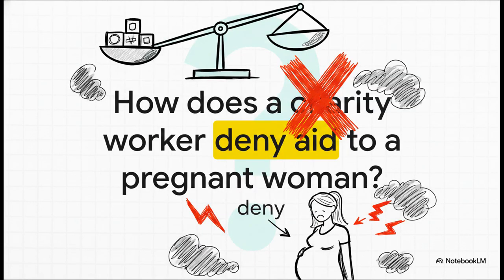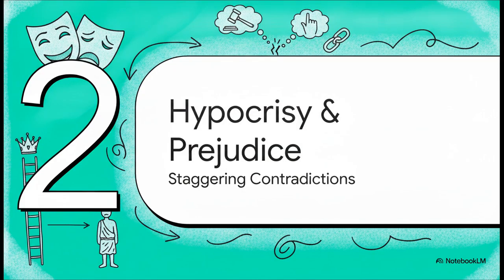So that brings us to a massive contradiction. We know she sits on the board of a prominent charity organization, so how on earth does a supposedly respectable charity worker justify denying crucial aid to a destitute, pregnant woman? Well, let's unpack that in Section 2, Hypocrisy and Class Prejudice.